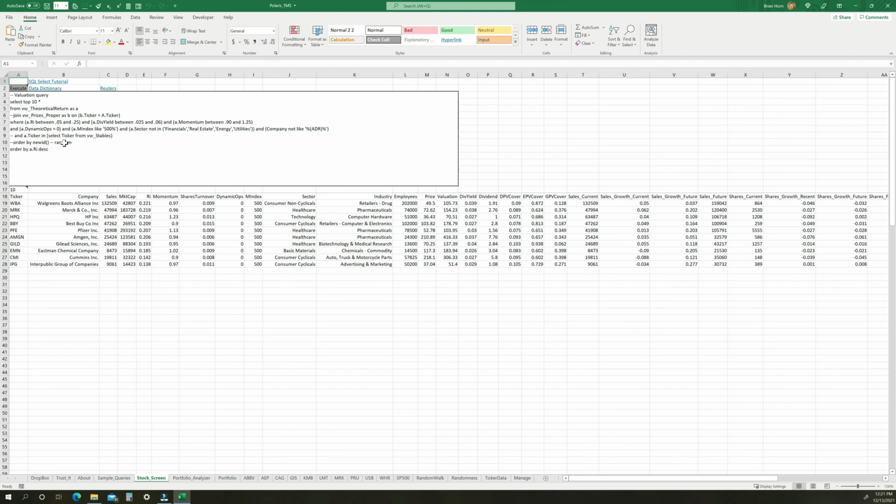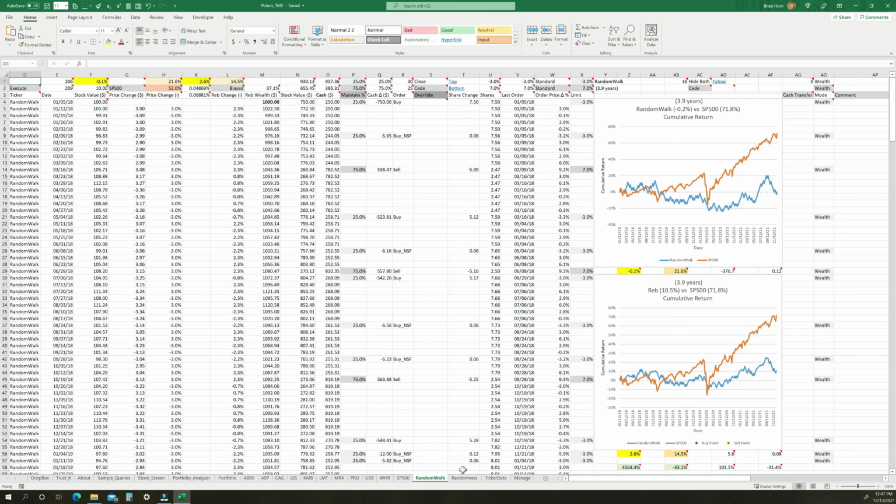There is a worksheet here called sample queries, where you can cut and paste specific queries over to the stock screen worksheet and run the query. All right, next we're going to talk about two remaining worksheets we haven't discussed up to now, namely RandomWalk and Randomness.